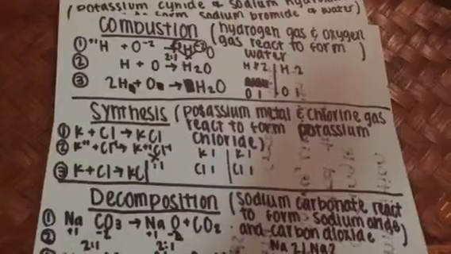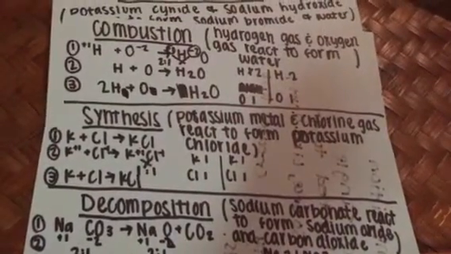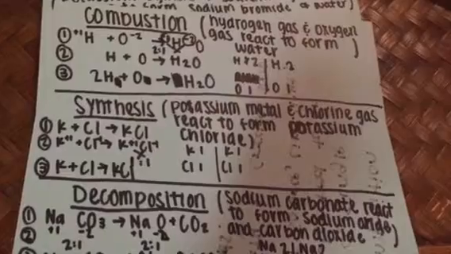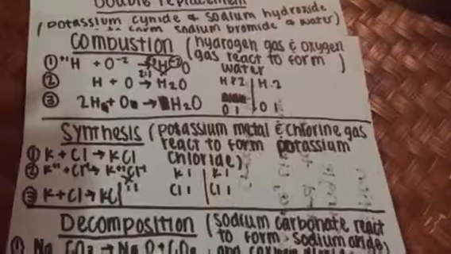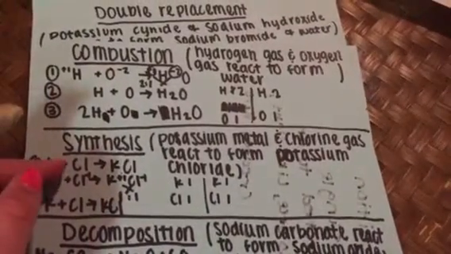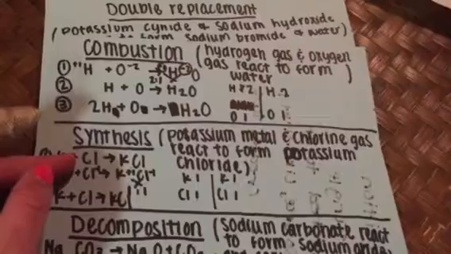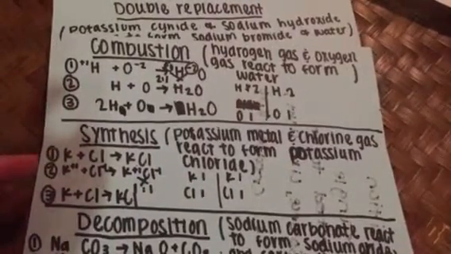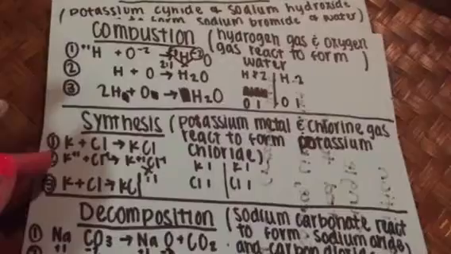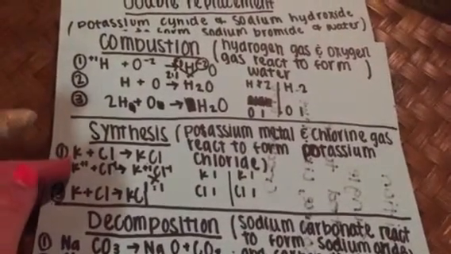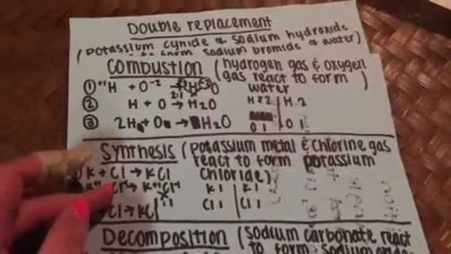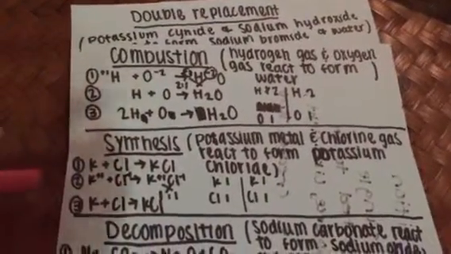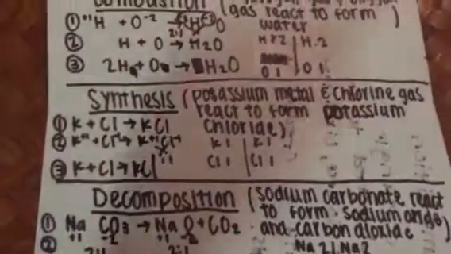Then synthesis. Potassium metal and chlorine gas react to form potassium chloride. So I look at my periodic table, and potassium is K and Cl is chlorine. So I put that, and then I see that potassium's charge is +1, and chlorine is -1. So it's a 1-to-1 ratio, so there's nothing to change. And then it's balanced.